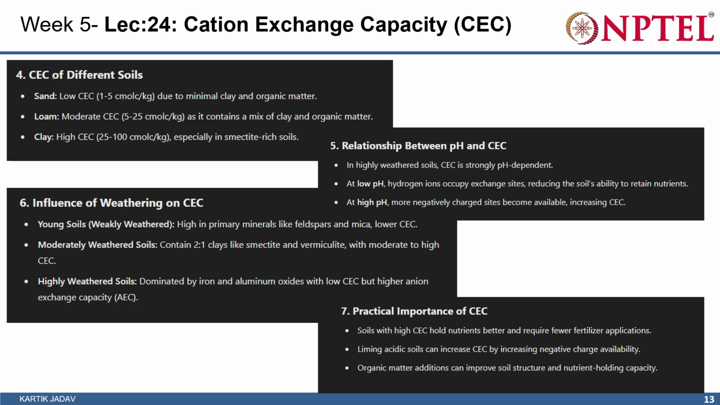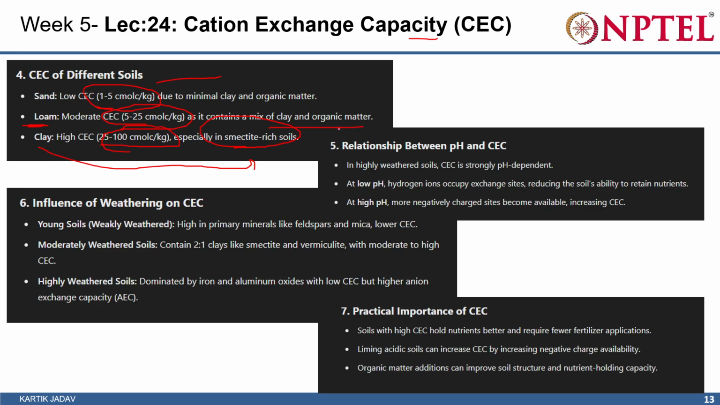And if we talk about the cation exchange capacity in different soils, sandy soil generally has a very low cation exchange capacity because it has a lower specific surface area, and its range is generally between 1 to 5 centimole per kilogram. For loam soil, it is between 5 to 25 centimole per kilogram of soil, as loam soil contains a mix of clay and organic matter. Clay soil has a cation exchange capacity between 25 to 100 centimole per kg in general, because clay contains higher smectite rich soils.